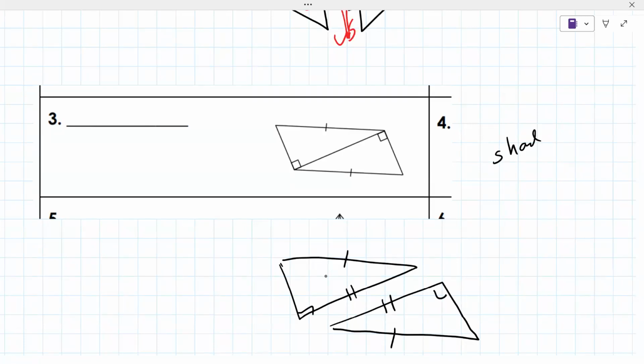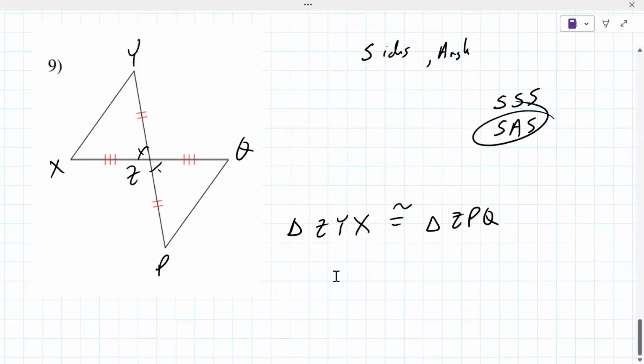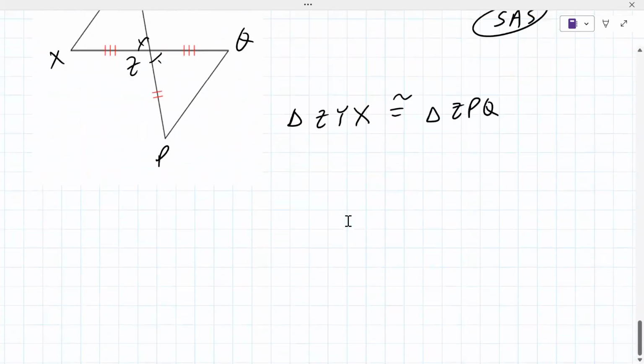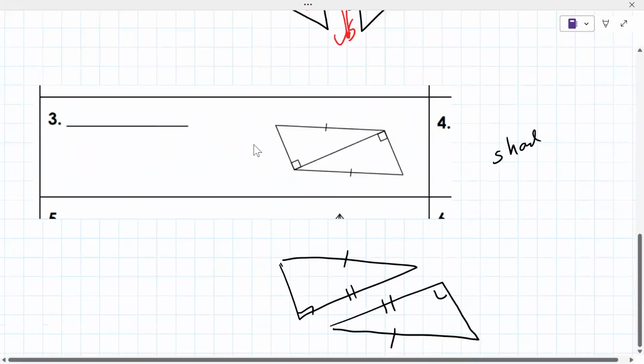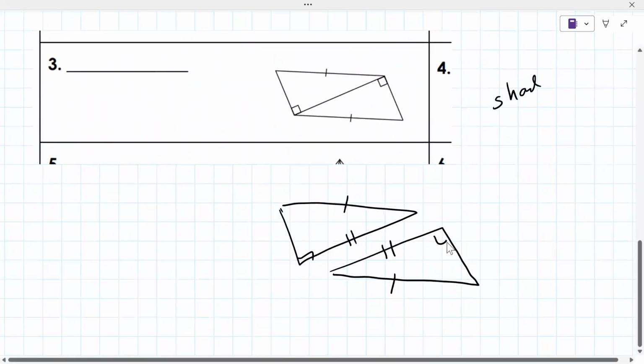So you have two sides and an angle, but is that angle between the two sides? Oh, I know what happened. Okay. Sorry about that. Is this angle between the two sides? Well, it's over here on the right. So the angle's not between the two. Yeah, so we can't just say side angle side because the angle's not between there.